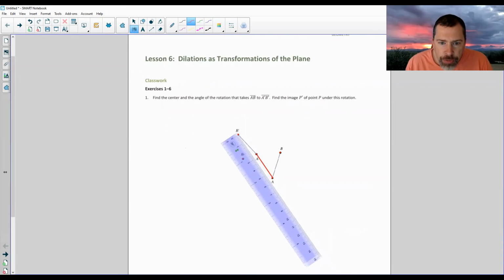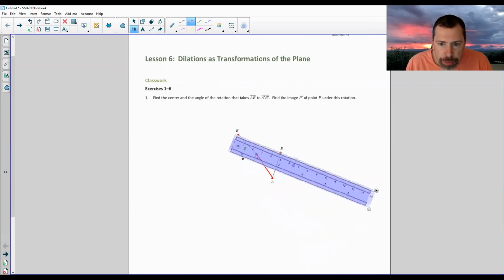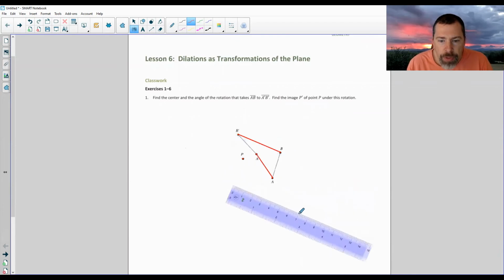Then we're going to bring our ruler up to B and line it up with B prime, like so. And draw a segment to B prime. So there we go. There is our segment A prime, and B prime. Now we're going to do perpendicular bisectors of both.